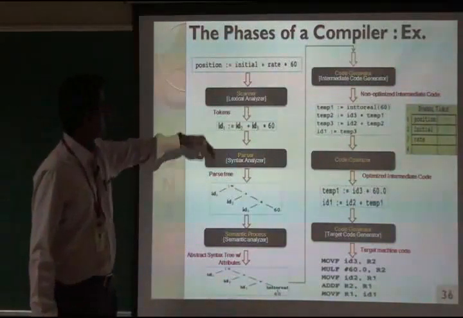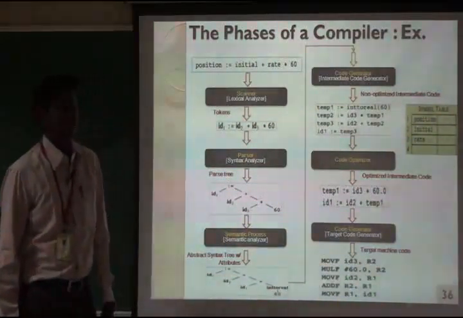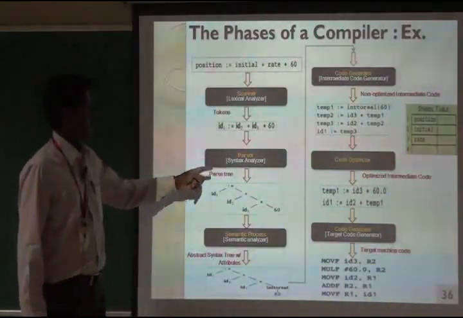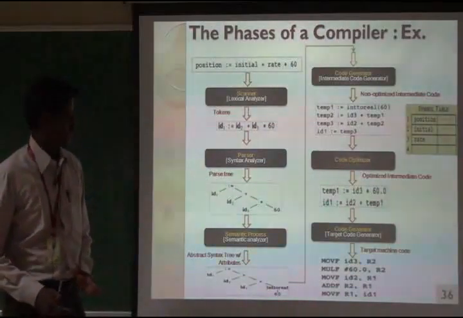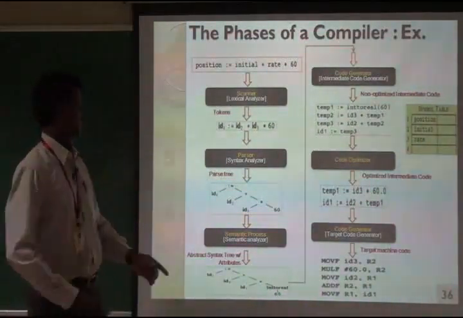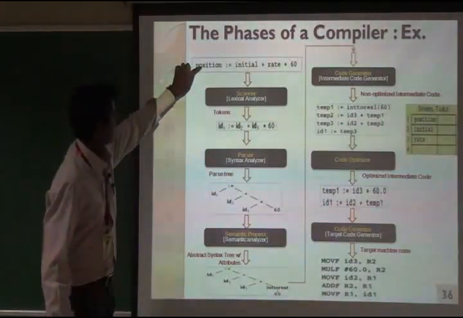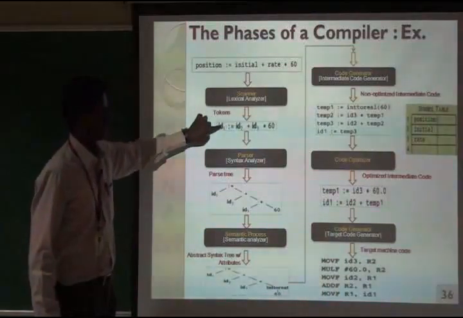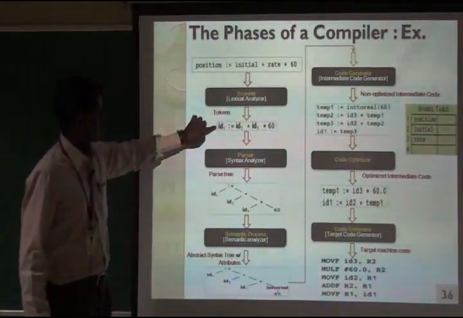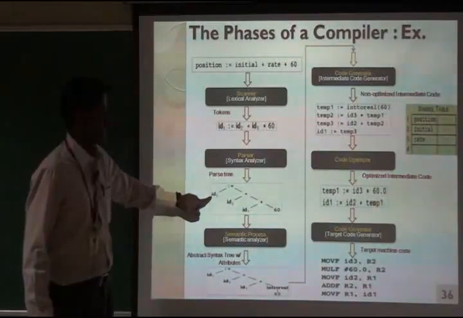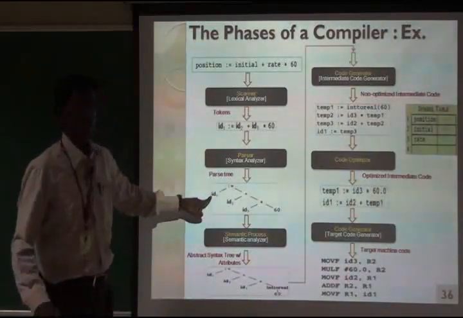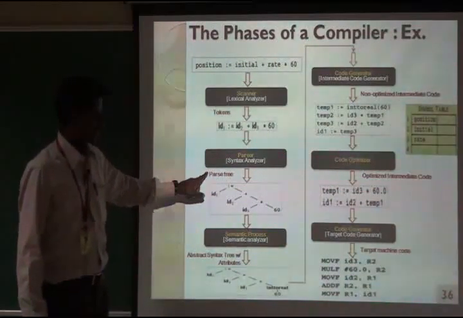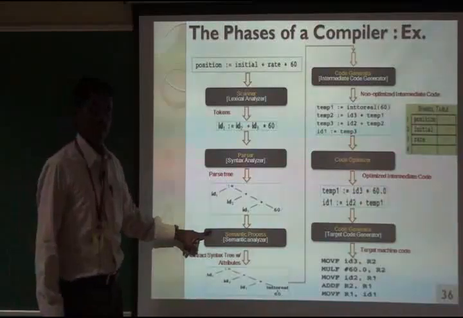Now the tokens are given to the syntax analyzer. Okay, syntax analyzer. So the syntax analyzer, using the context free grammar, is going to form a syntax tree. Look at this, the statement converted to tokens. So these are all tokens. The token stream is now constructed as a syntax tree based on the rules. The syntax tree, also called a parse tree, is given to the semantic analyzer.